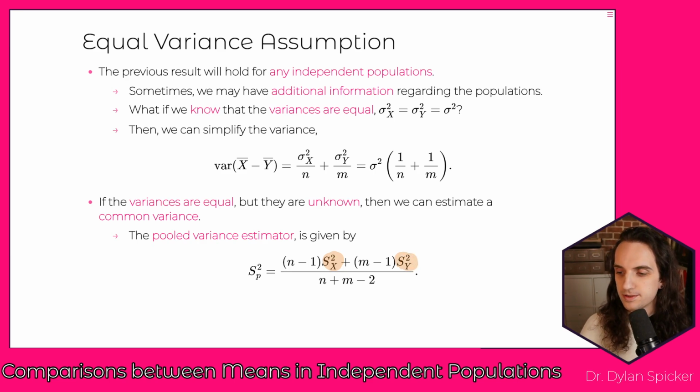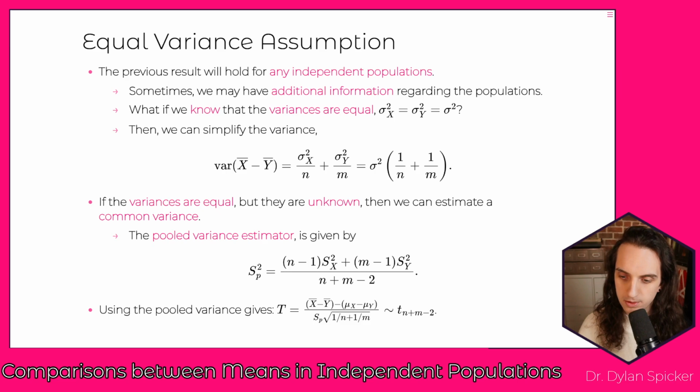If we know that they're supposed to be the same, then it turns out if you take n minus 1 times the variance of x, plus m minus 1 times the variance of y, and divide that by n plus m minus 2, that's going to give us what we call the pooled variance estimator. We write this as S_P squared, where the P stands for pooled. We're pooling the information from x and from y together. And so we can use this if we're willing to assume that the variances are equal.